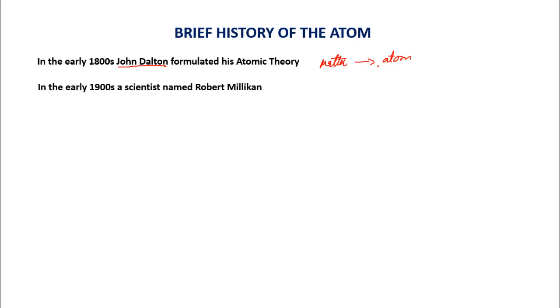But later on we found that atom is not the smallest fundamental particle. Rather, it can be broken down into smaller fundamental particles, smaller subatomic particles. And it is Robert Millikan who first, from his experimental studies, explained that atom has a negatively charged particle called electron. And from his oil drop experiment, Millikan's oil drop experiment, he calculated the charge which is actually present on the electron.